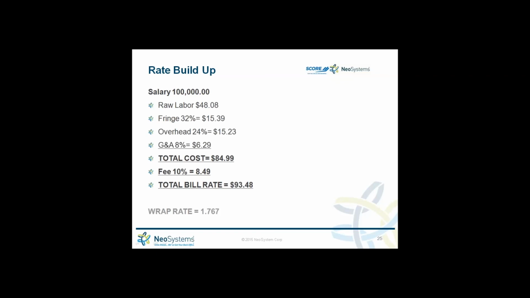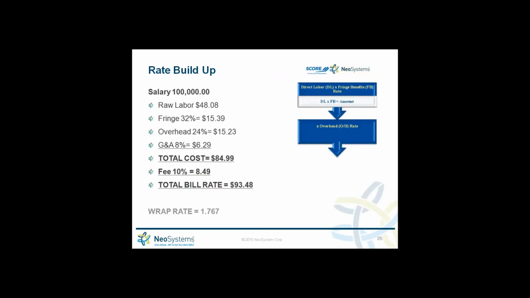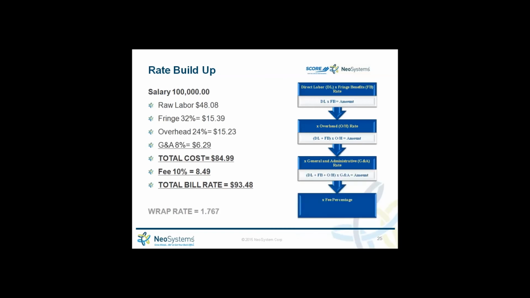So the calculation, though, is the following. You take your direct labor times your fringe rate, and you add in the two. And then once you add in the $48 and the $15, then you multiply your overhead rate, and you combine all three of those, and you multiply your G&A rate to come up with the total cost of the employee, okay? And in this case, it's basically $85 to keep the employee within your company. So that's a break-even point for you. For you as a company is the $85.